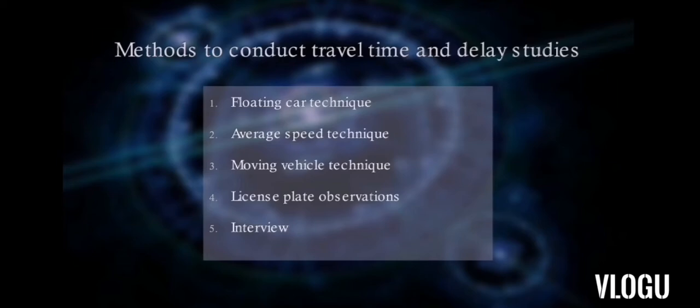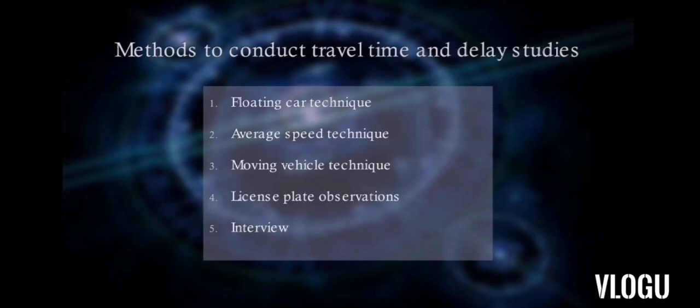Second is the average speed technique. In this method, the driver needs to run the test car along the length of a test section at a particular speed. The driver's aim is to drive the car at the average speed of the traffic stream. The required time for the test car to travel the given distance is noted.